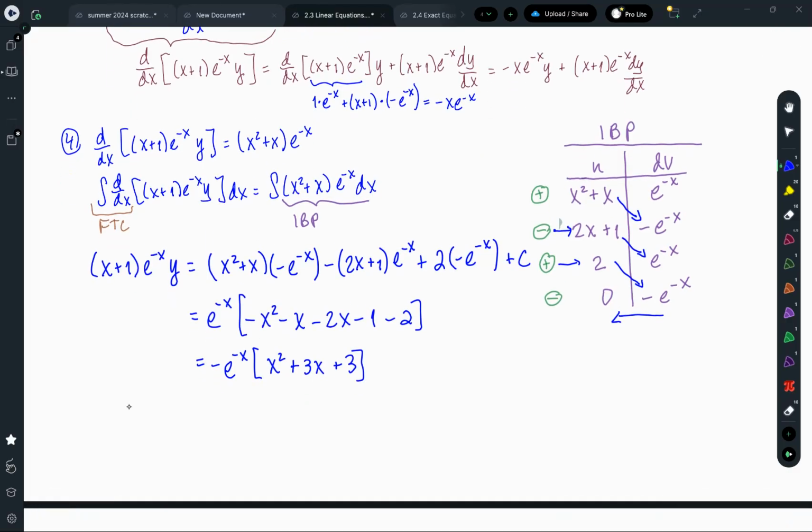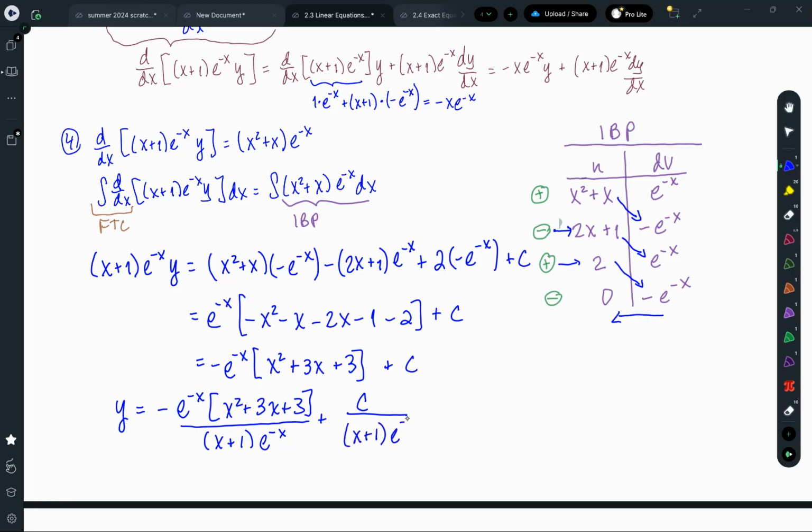Finally, I can solve for y by dividing both sides. Oops, I've lost my c, plus c. Okay, dividing both sides by an x plus 1 and an e to the minus x. And so I get y is equal to a negative e to the minus x times the x squared plus 3x plus 3. All of that is divided by the x plus 1 and the e to the minus x, plus c over the x plus 1 and the e to the minus x.